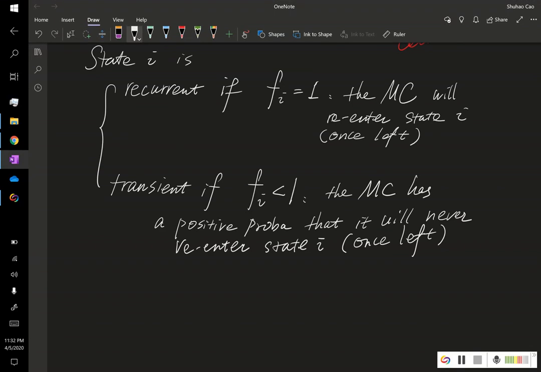All right, let's continue to learn the classification of states. First, let's review the definition of a state being recurrent. It says the Markov chain will re-enter state I. Actually, I forgot to write down, it should be with probability 1. It means we'll always return once we've left this state.